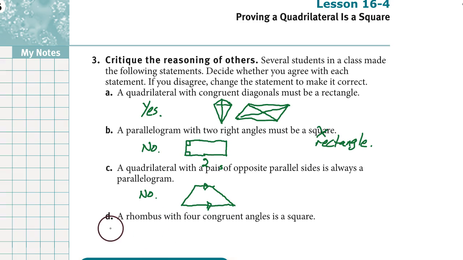Please try question D. I'll pause the video for you. This one is yes. We have to agree with this. A rhombus has four equal sides. And if that rhombus also has four equal angles, then yes, it must be a square. It must look like this shape. That's the only way to have this. With four equal sides and four equal angles, they must be 90-degree corners. That is a square.